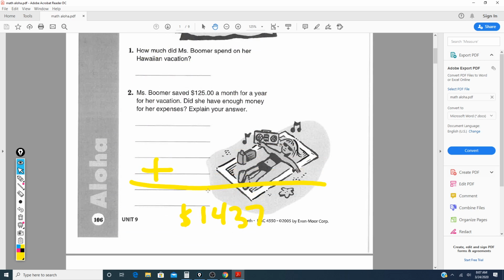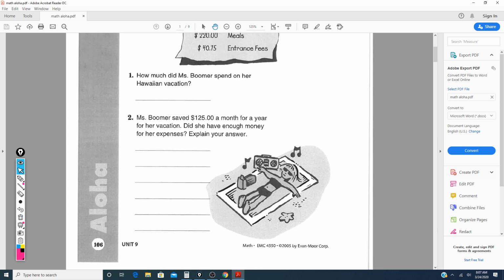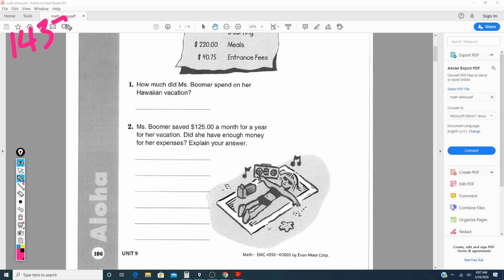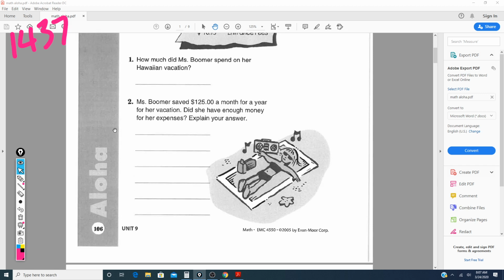The next part has a couple of different parts. So keep that number, 1,437. I'm going to erase the bids like The Price Is Right here. 1,437 was our total, and question number 2 becomes, Miss Boomer saved $125 a month for a year for her vacation. Did she have enough money for her expenses?